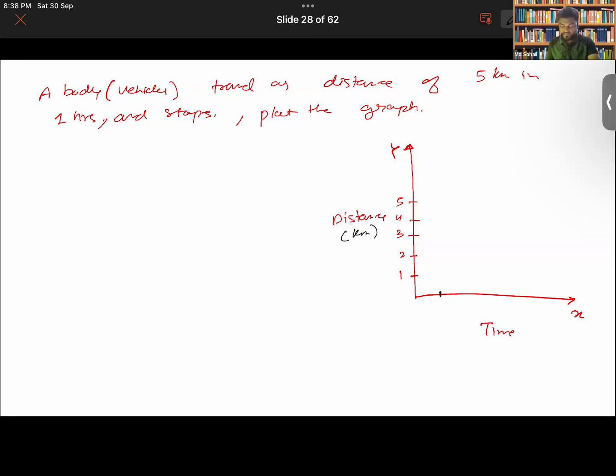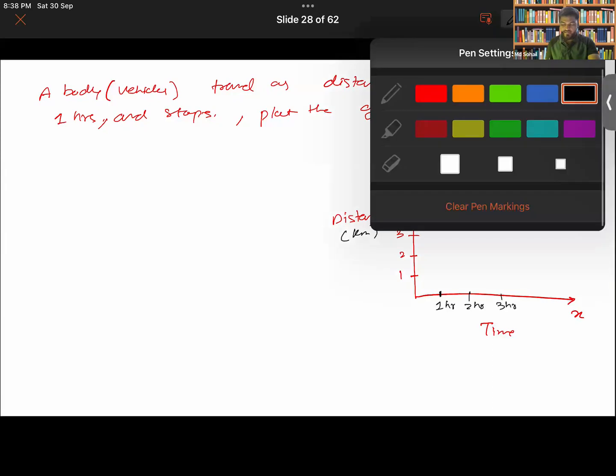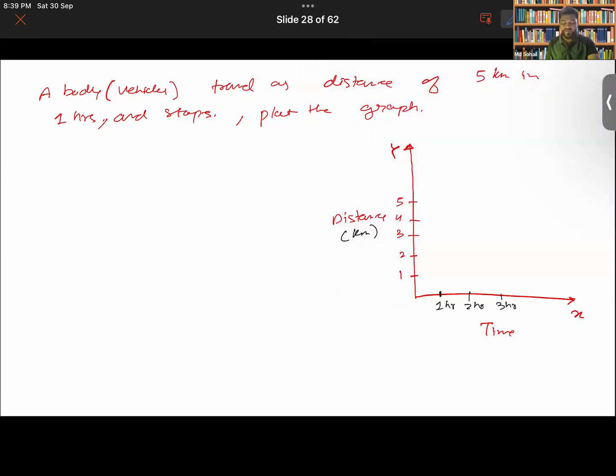Getting it? That is 1 hour, that is 2 hours, that is 3 hours. So the vehicle will be traveling a distance, as per the question, it has traveled a distance of how much? 5 kilometers, right? In the first hour. So let's draw the perpendicular lines on the time axis and on the distance axis. We have joined that, right?